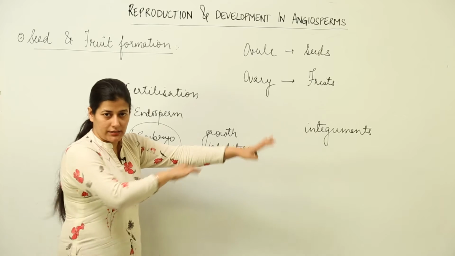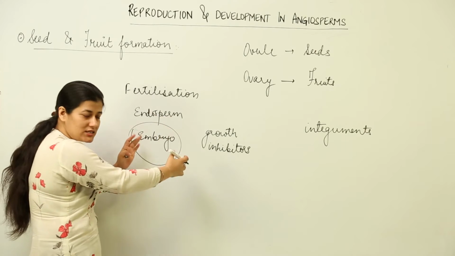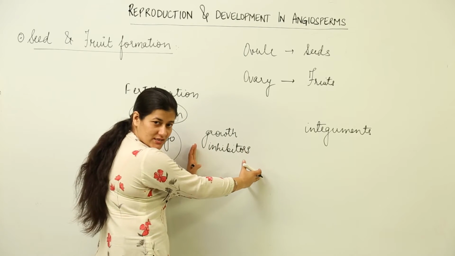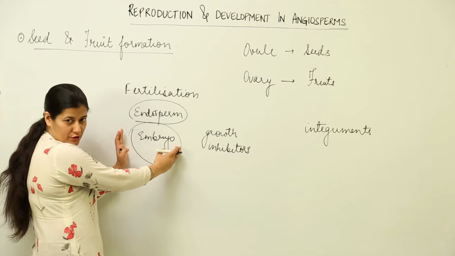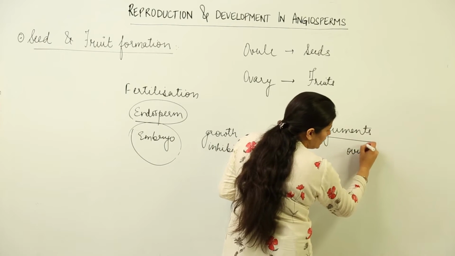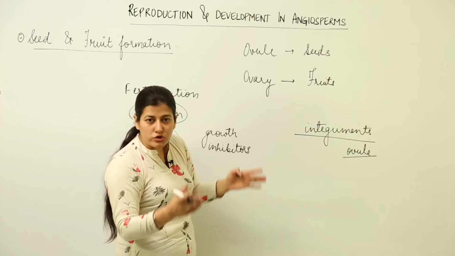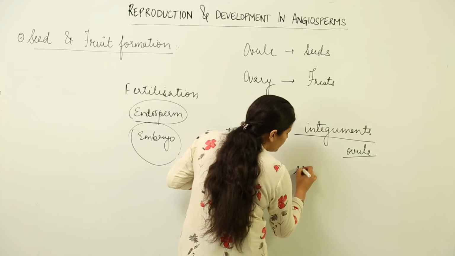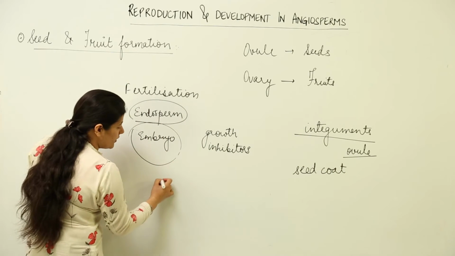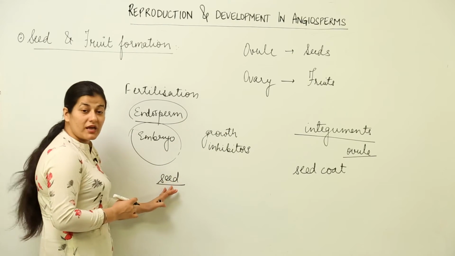Okay. Now see the entire course of events. When the embryo has developed to a certain stage, after consuming this endosperm, the growth inhibitors come and stop the growth of the embryo. When this growth stops, the integuments of the ovule get dehydrated. How? The cells of the integument lose water and they become a tough seed coat that surrounds the embryo, which has now become a seed. Okay, when the growth inhibitors come and stop the growth of the embryo, it becomes the seed.